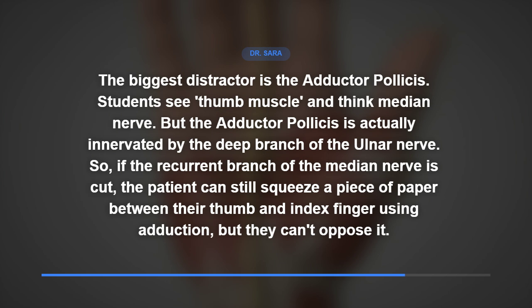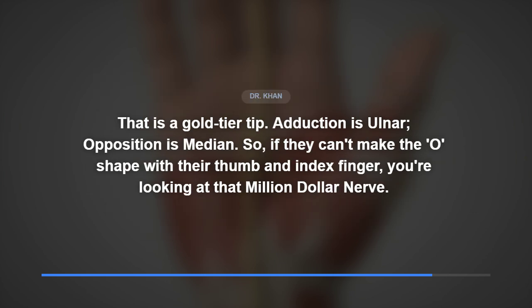The biggest distractor is the adductor pollicis. Students see thumb muscle and think median nerve, but the adductor pollicis is actually innervated by the deep branch of the ulnar nerve. So if the recurrent branch of the median nerve is cut, the patient can still squeeze a piece of paper between their thumb and index finger using adduction, but they can't oppose it. That is a gold tier tip. Adduction is ulnar, opposition is median. So if they can't make the O shape with their thumb and index finger, you're looking at that $1,000,000 nerve.